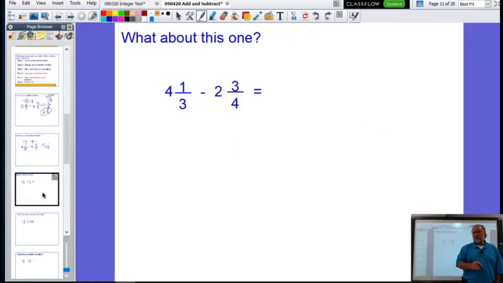Now, this one's a little bit trickier. So let's see if you can remember how to do this one. It looks just like that last one. Okay, so let's try. Okay, so I'm going to rewrite.